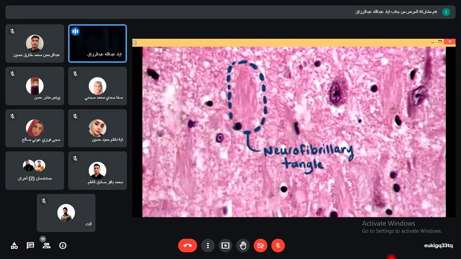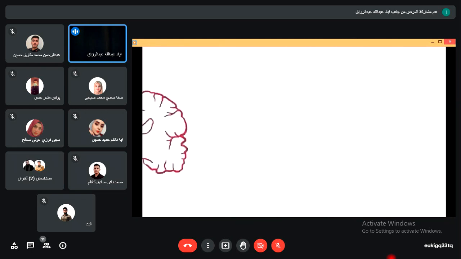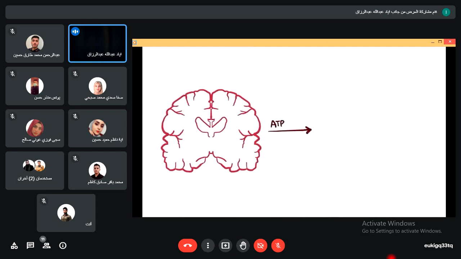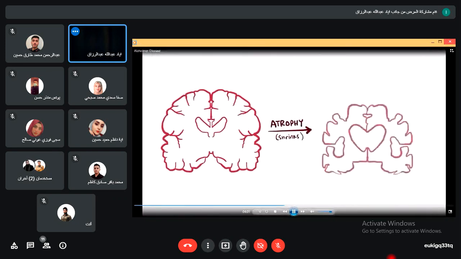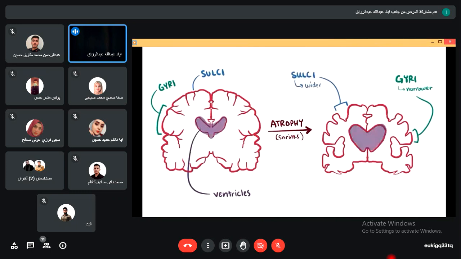As neurons die, large-scale changes start to take place in the brain. For one, the brain atrophies, or shrinks, and the gyri get narrower, which are the characteristic ridges of the brain. As those get narrower, the sulci, which are the grooves between the gyri, get wider. With atrophy, the ventricles, or fluid-filled cavities in the brain, get larger as well. So that's the pathophysiology part.